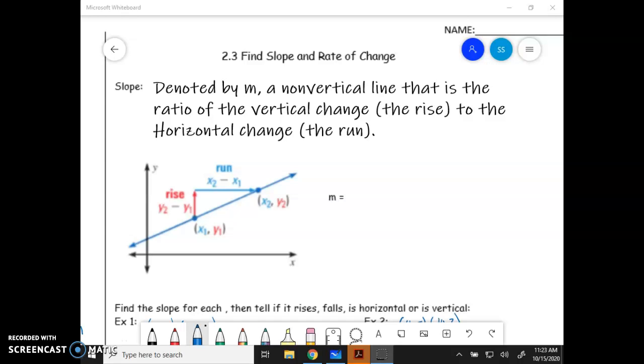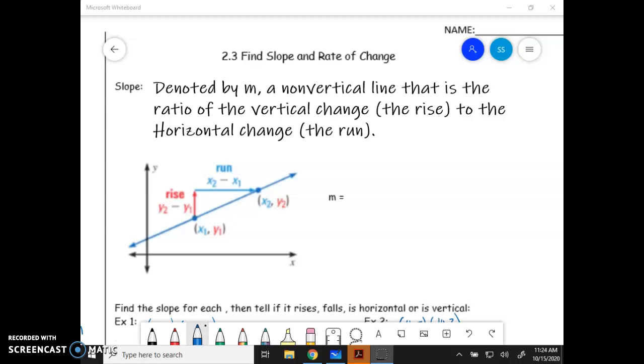Okay, here we go. This is Algebra 2, Lesson 2.3 on finding slope and rate of change. So let's start with getting down this definition of slope. Slope is denoted by the variable m, and for a non-vertical line it is the ratio of the vertical change, or the rise, to the horizontal change, or the run.